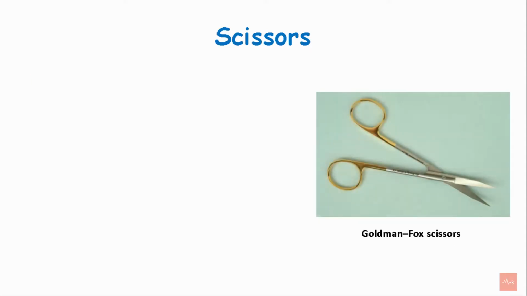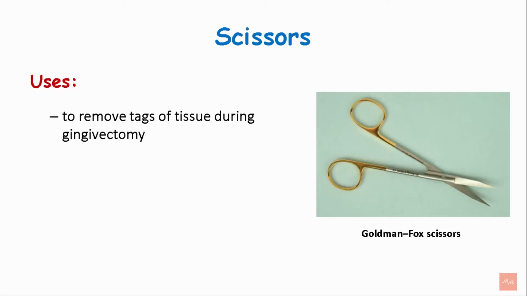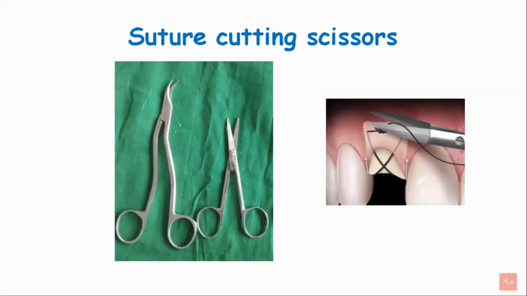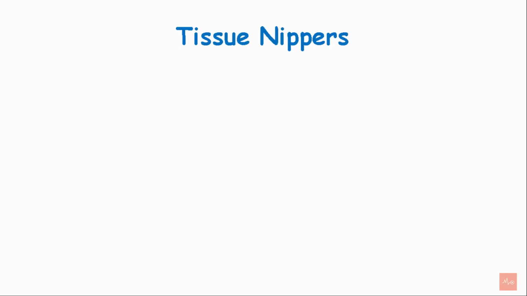Scissors. The Goldman-Fox scissor is the most commonly used scissor in the periodontal surgery. It is used to remove tags of tissue during gingivectomy, to trim the margins of the flap, to enlarge incisions in periodontal abscesses, and to remove muscle attachments in mucogingival surgery. Suture cutting scissors can be available as curved or straight. These are used to cut the suture ends.